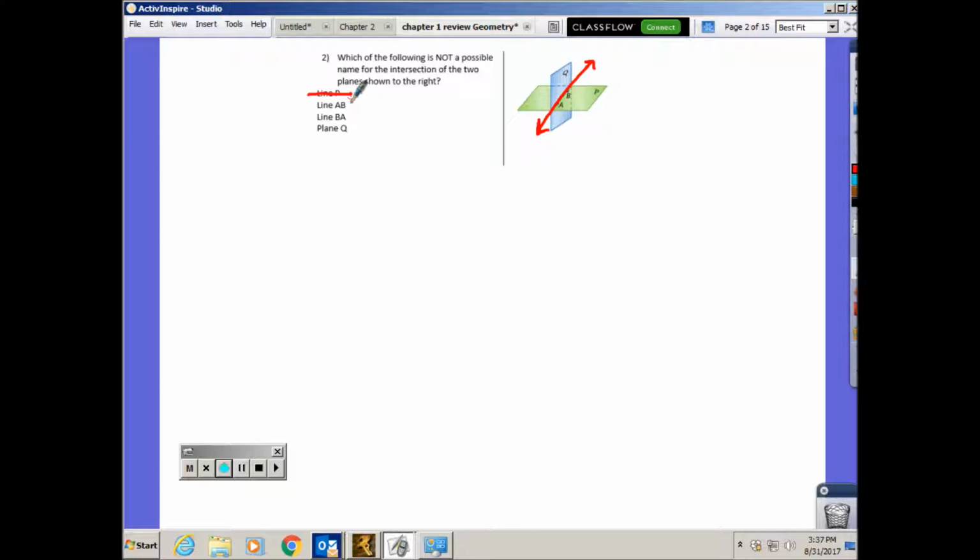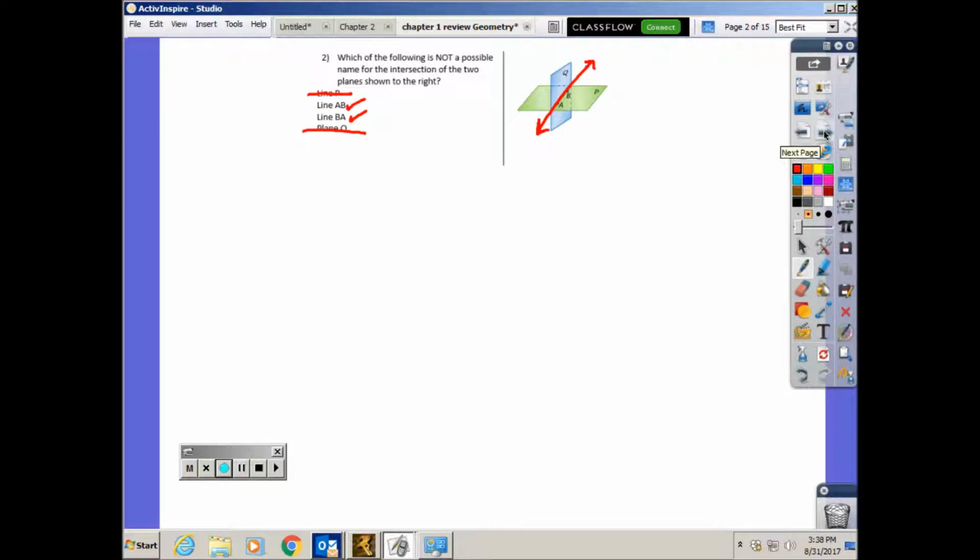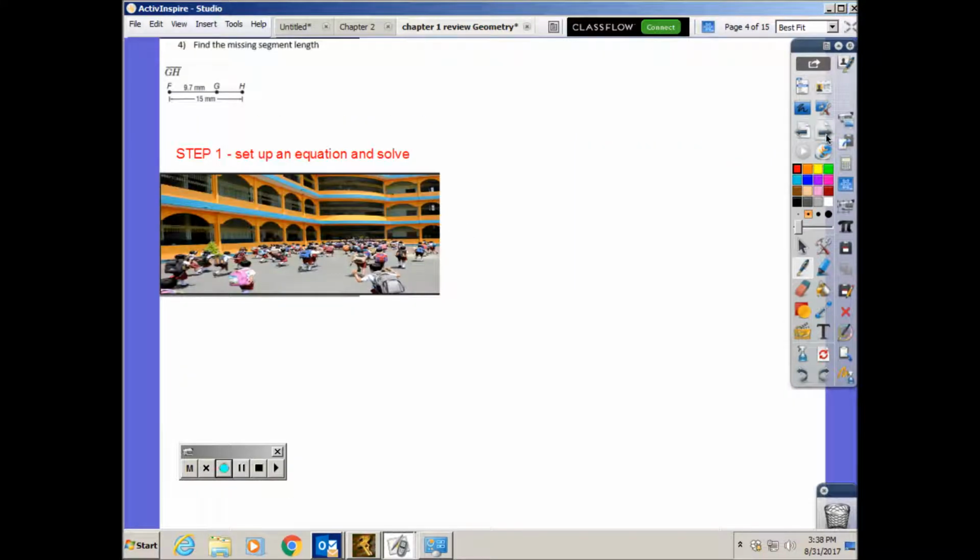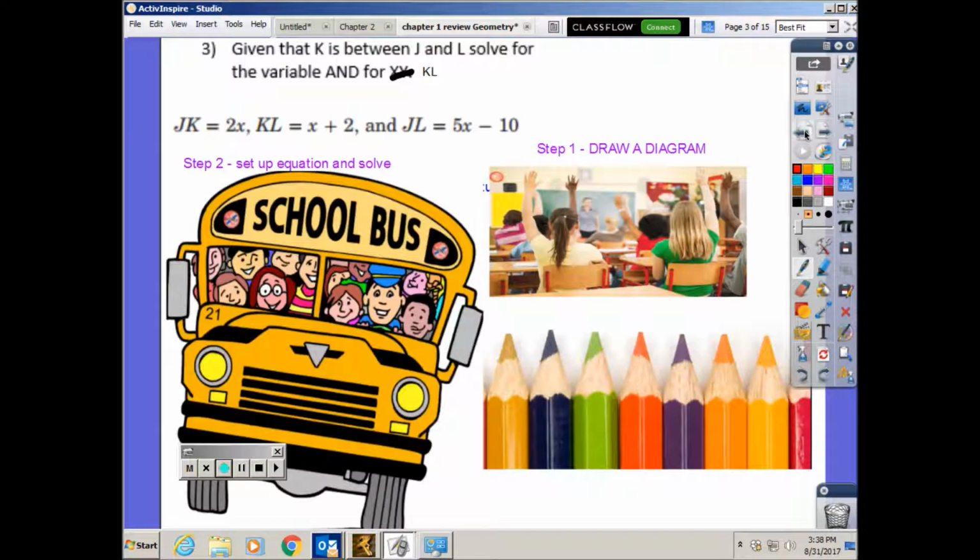I can call it line AB. I can call it BA. I cannot call it plane Q because it intersects at a line, not at a plane. Intersection of the plane would be literally if the planes were right on top of each other. So I think I skipped number 3 here.